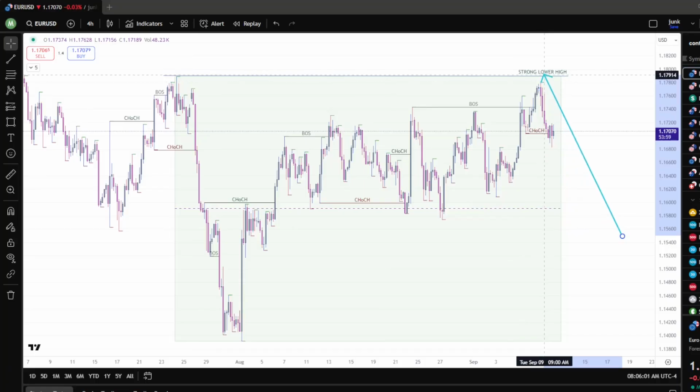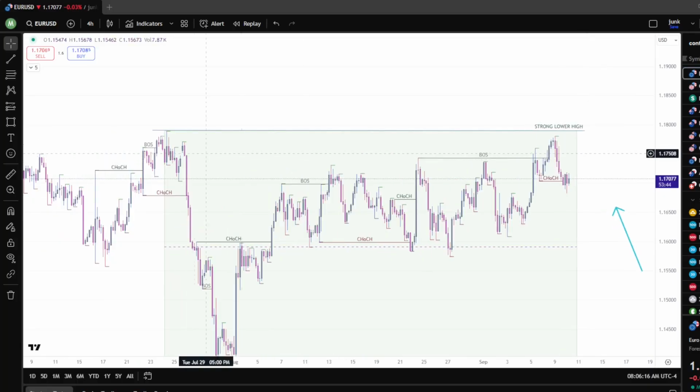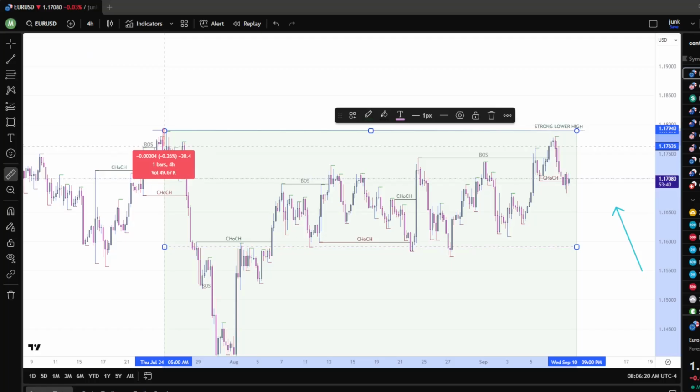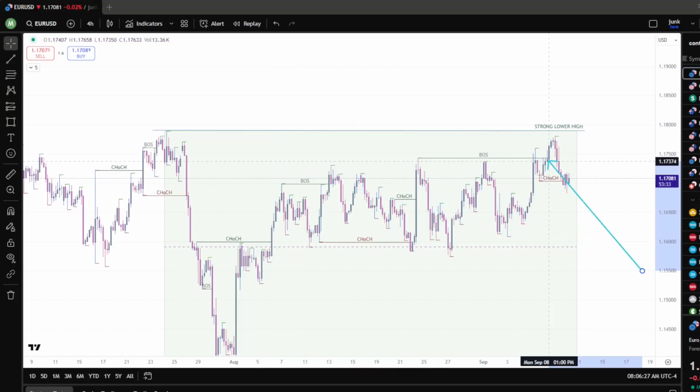looking to target the strong lower high of this overall range, which I was saying yesterday. If it can break out, I'll look for any type of retracement, any opportunity to buy, as long as the dollar index news allows for it. But right now it is reacting from this area of supply, which it has been holding up as resistance.